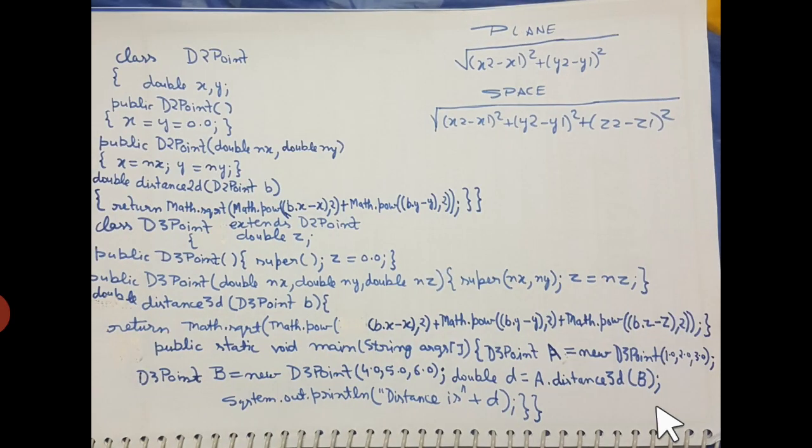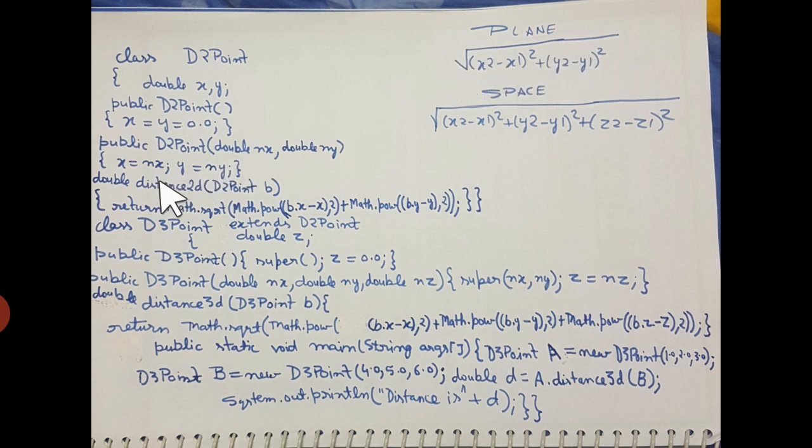So here you see the solution. Class D2Point first, which has the two data members x and y. Public D2Point, this is the default constructor, x and y both are given 0.0. Then public D2Point(double nx, double ny), two parameters separated by a comma, x is initialized with nx, y is initialized with ny. Double distance2D(D2Point b) returns, now this formula you see here, (x2 minus x1) whole square plus (y2 minus y1) whole square, and its square root is to be calculated.